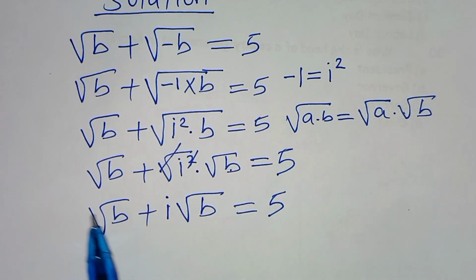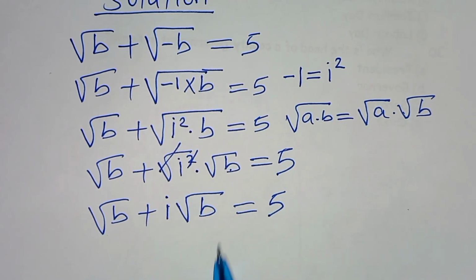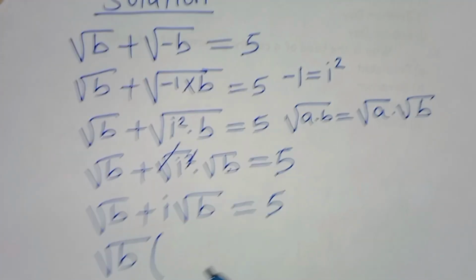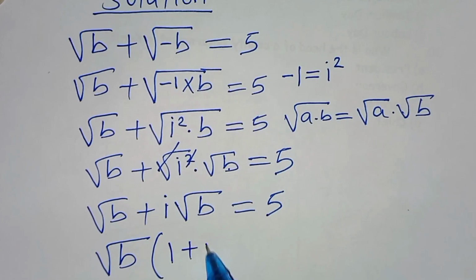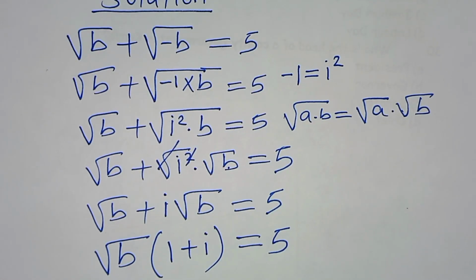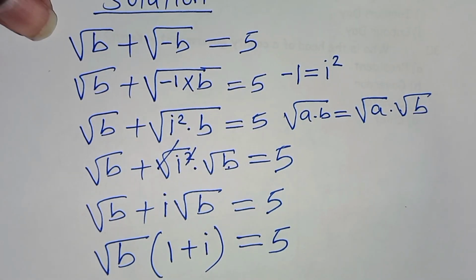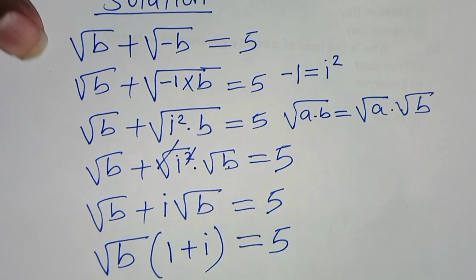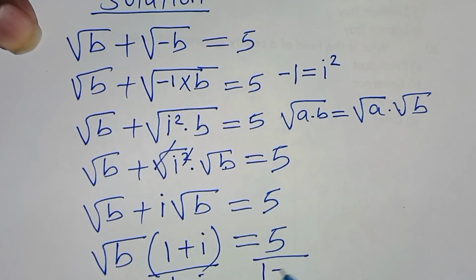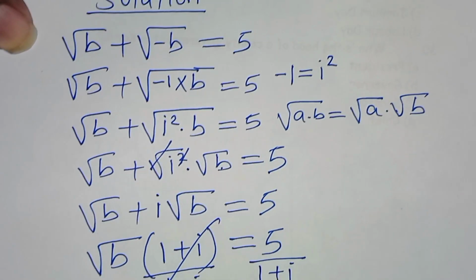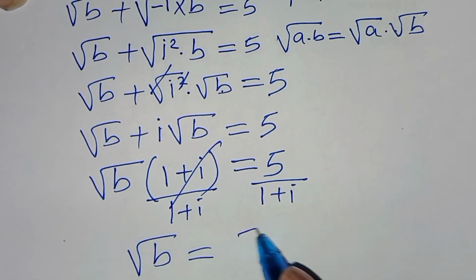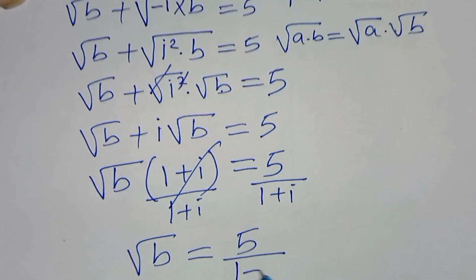The next step here: the square root of b and the square root of b are the same, so we can factor out the square root of b. Here we'll have the square root of b times 1 plus i, equal to 5. Now let's divide both sides by 1 plus i. So you simplify, and now we have the square root of b equal to 5 divided by 1 plus i.